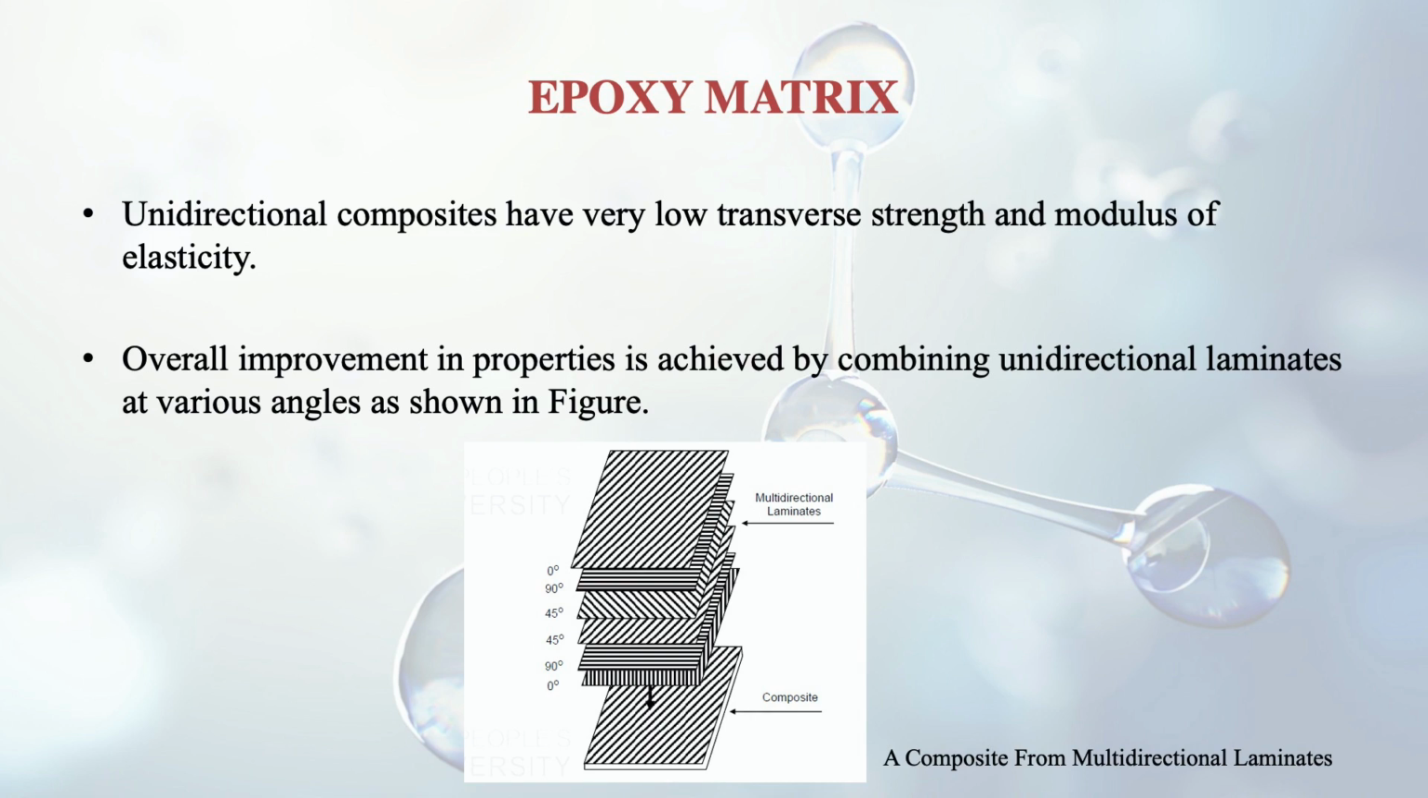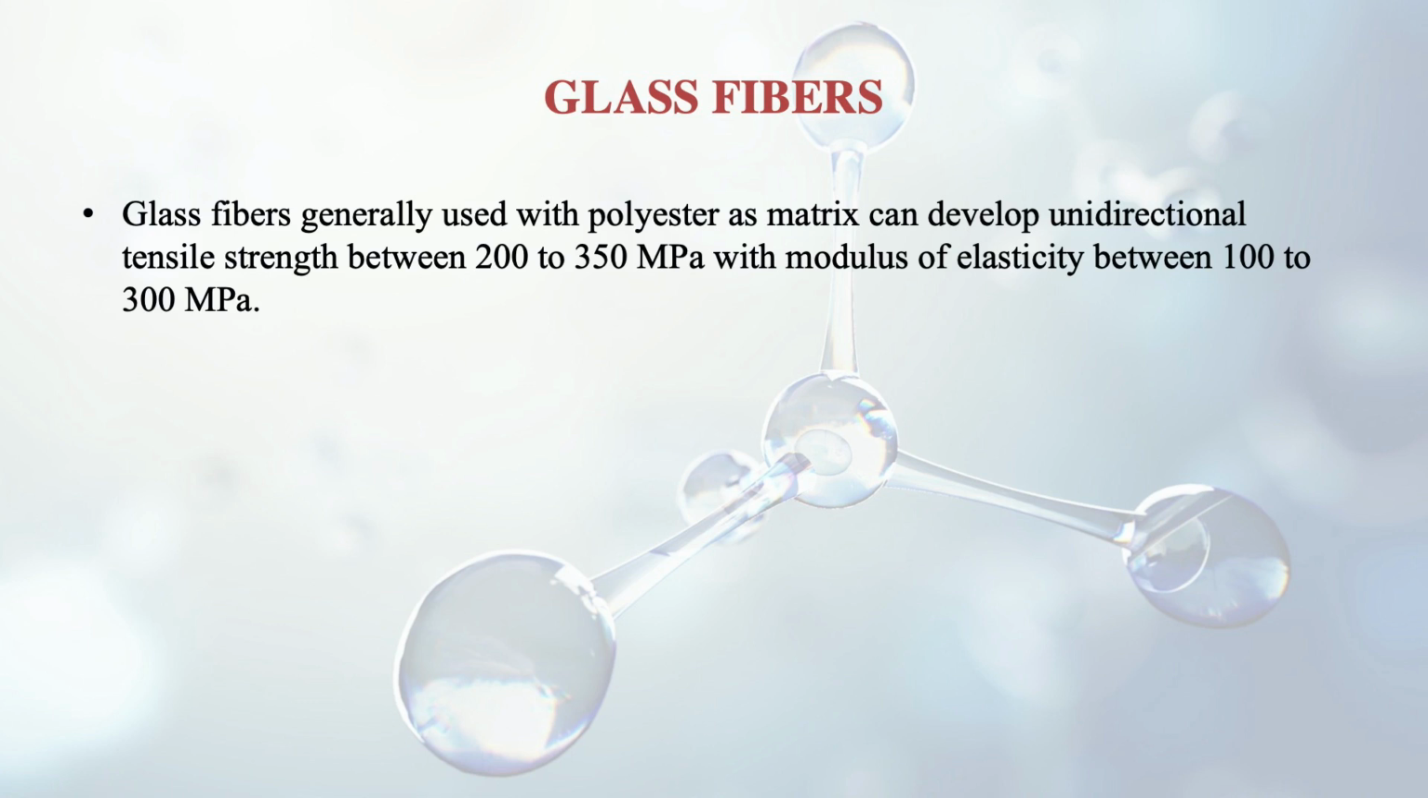So after the carbon fibers, we discuss the glass fibers. Glass fibers are generally used with polyester as matrix, and they can develop unidirectional tensile strength between 200 to 350 megapascal, which is good enough, and the modulus of elasticity is also between 100 to 300 megapascal. So glass fibers are used with polyesters.